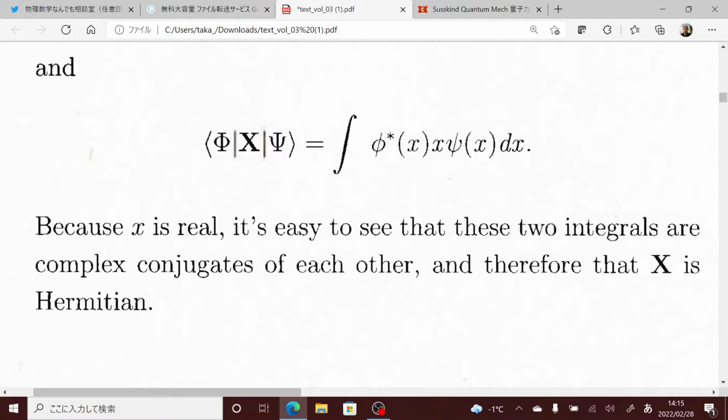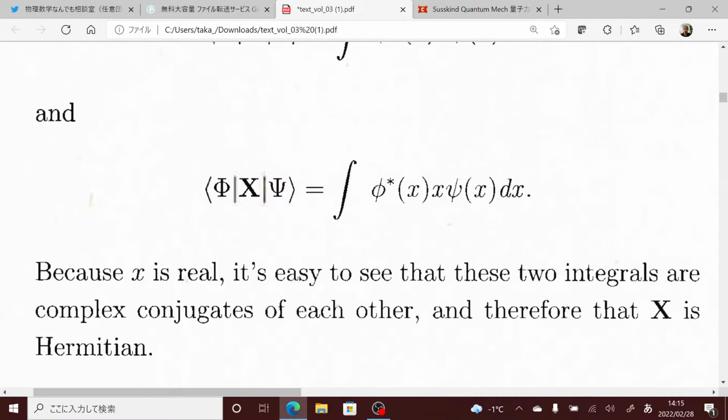Complex conjugates of each other, and therefore that x is Hermitian.